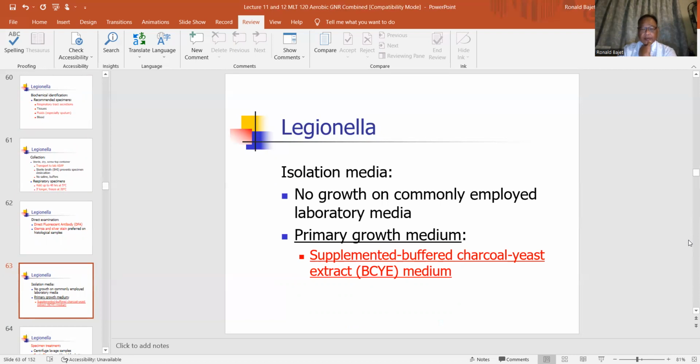Okay, the media of choice. I know I mentioned nutritional requirements, but for Legionella, it's buffered charcoal yeast extract. Legionella is BCYE. BCYE is for Legionella, buffered charcoal yeast extract. Make sure you know that, and that's a testable item.